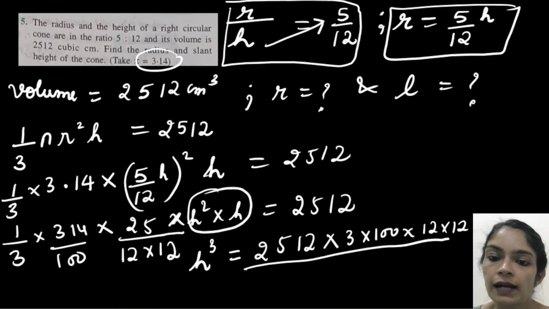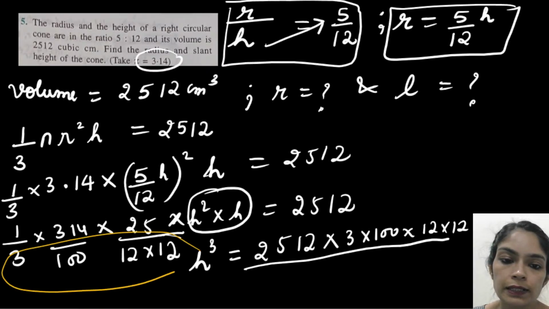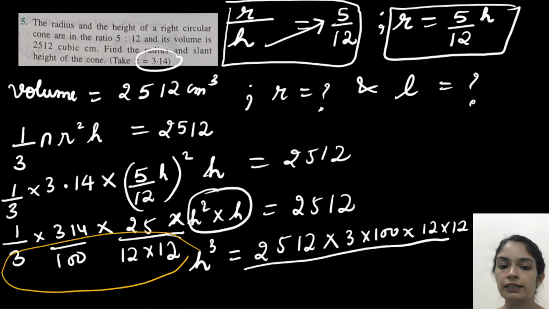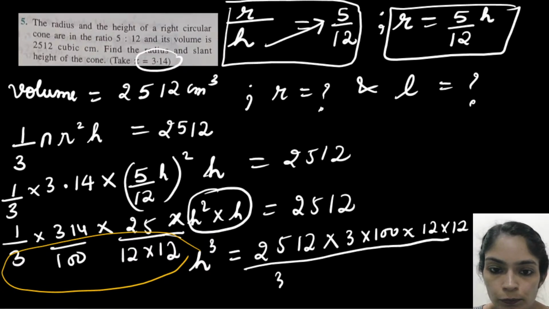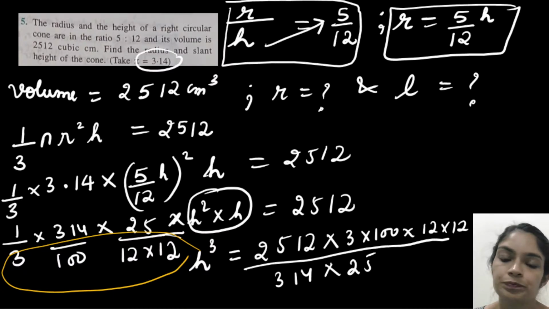The numbers which are written in the denominator on this side, you have to shift to the numerator, because here they are getting divided. When we shift to the other side, they will get multiplied with this number. So the numbers are 3 into 100 into 12 into 12. The numbers written in the numerator, like 314 into 25, we have to write in the denominator, because after shifting they will get divided. Now cancellation wherever it's possible we can do.